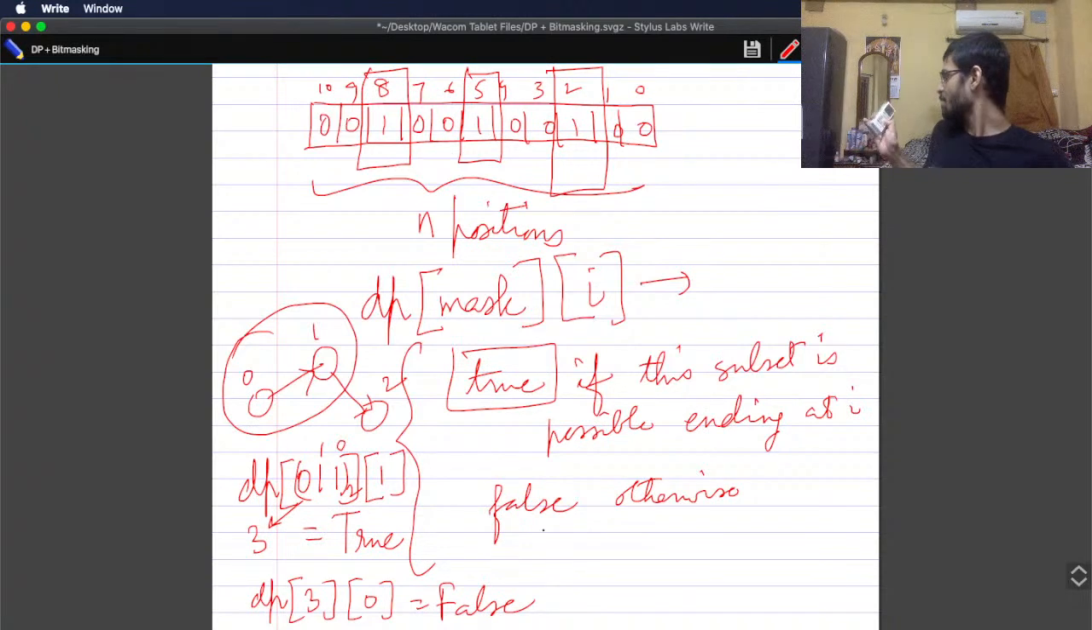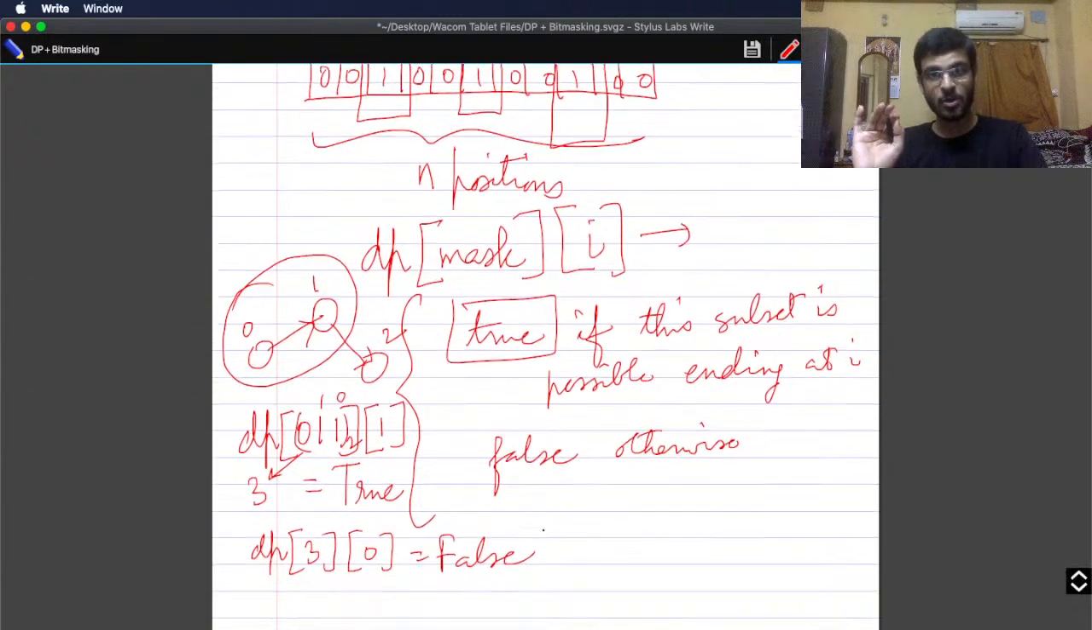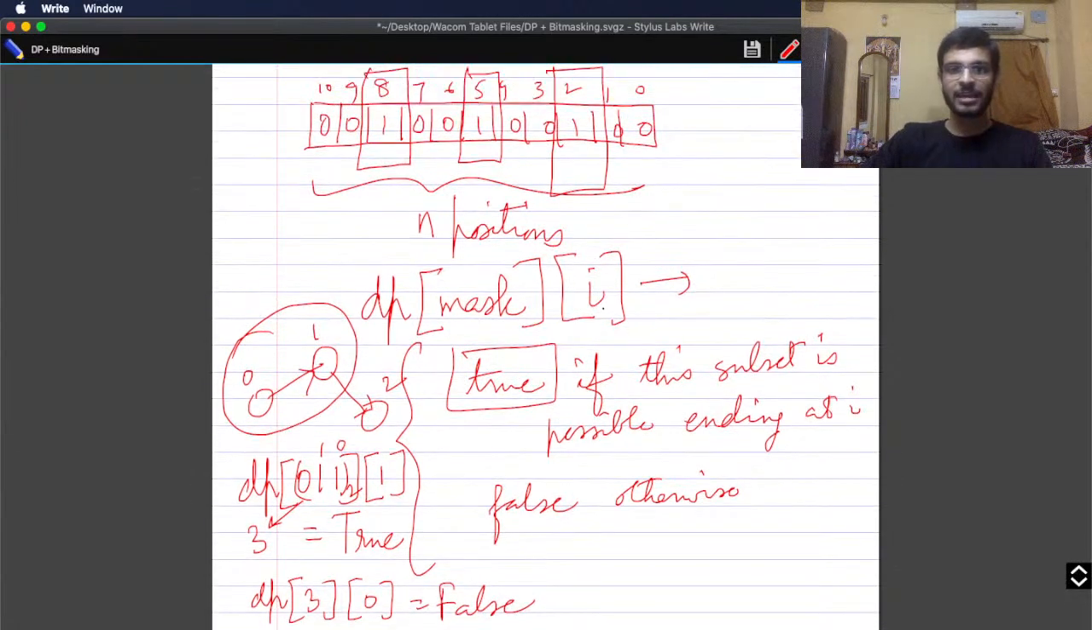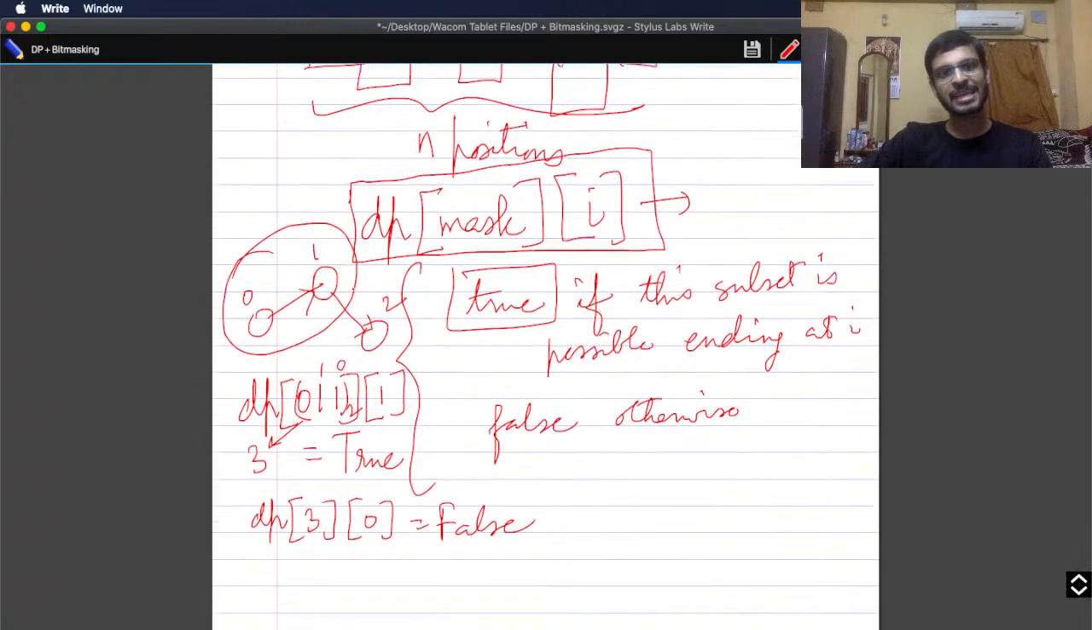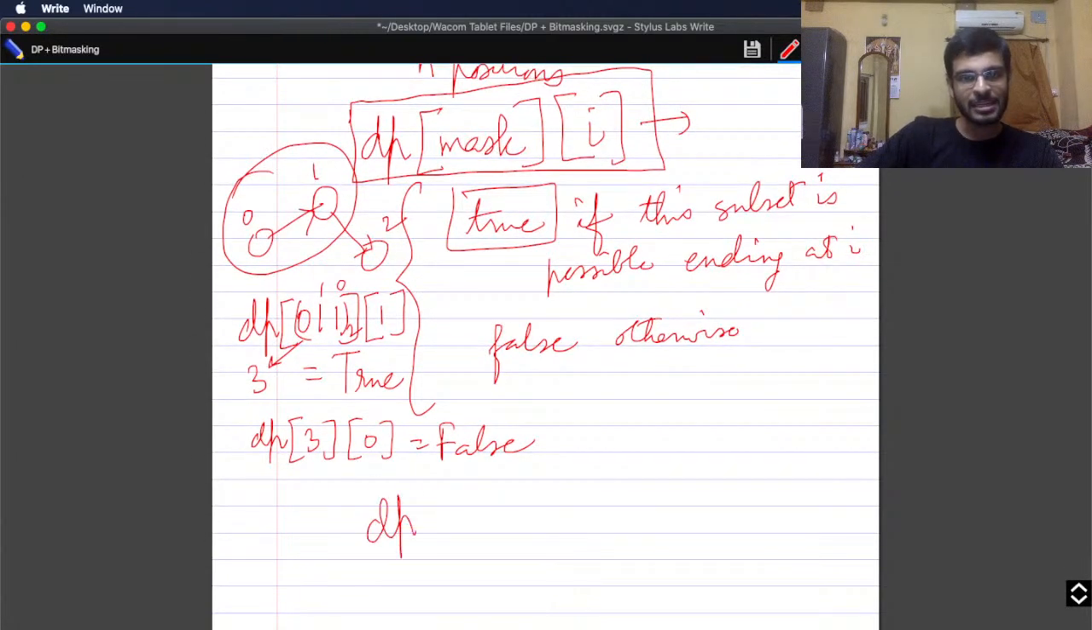So don't worry about what will happen, like how to calculate it. We are not worrying about how to calculate it right now. But the thing is, if I have these values, then what can I say? If I have all of these values for all possible masks and all possible positions, what do I need? I need that the total mask, which is 1 1 1 1 1 1 1, all ones. This indicates that the entire subset is there.